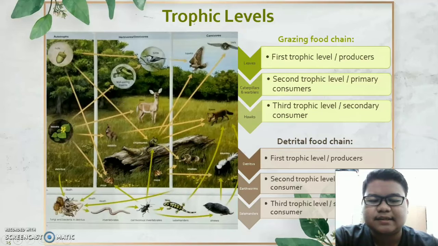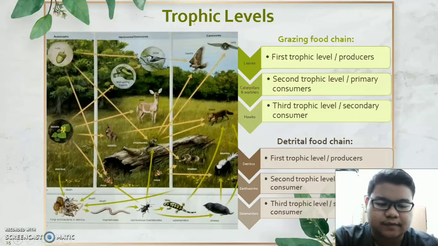And then we have the detrital food chain, starting with detritus or the producers at the first trophic level, consumed by the earthworms at the second trophic level, or they are also known as primary consumers. And then they are consumed by salamanders at the third trophic level.